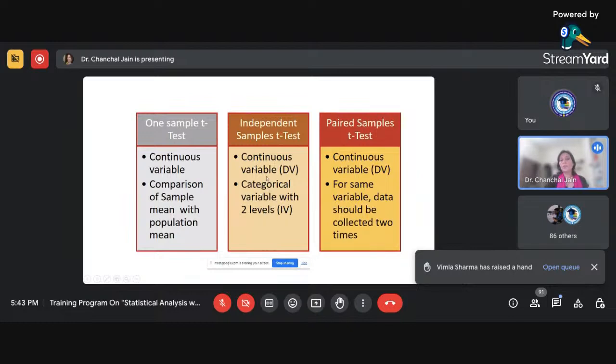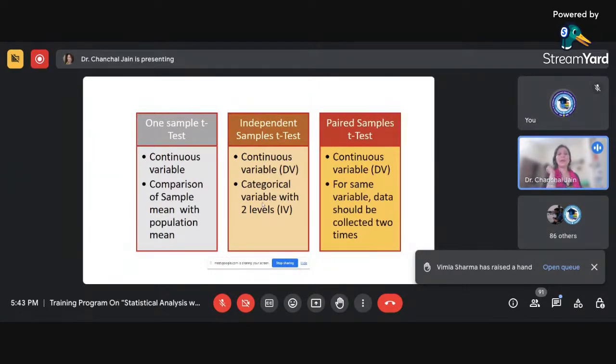The continuous variable will be treated as the dependent variable, and the categorical variable can be treated as the independent variable. So DV means dependent and IV means independent variable. This is the main requirement for the independent samples t-test. Again, I repeat, for the independent samples t-test, you need one dependent variable on a continuous scale and one independent variable on a categorical scale with two labels or two categories.